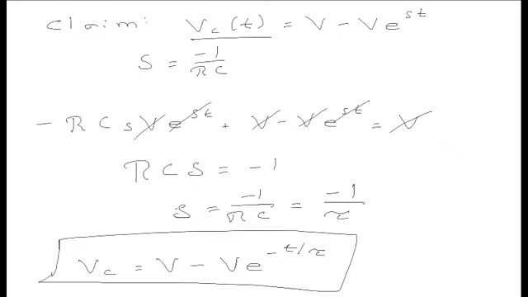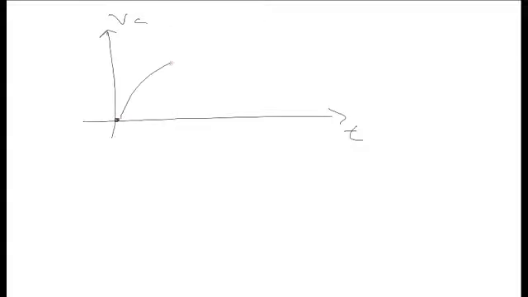There's only a very minor modification we had to make in this charging case. What does it look like? There's t, and there's Vc. Our Vc starts at 0, and then increases until eventually it reaches a steady state value of V. And this is the RC charging.